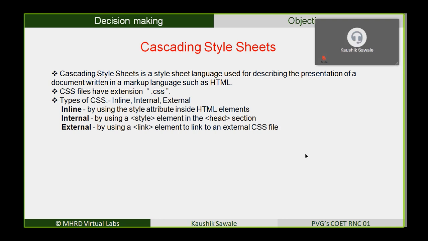Internal CSS is like using a specific style tag in the head section of the HTML document, and in the style tag you can style all the elements of the HTML page at once, in the head section only. And external CSS is where you create a separate external CSS file, and you link it to the HTML document through the link tag.